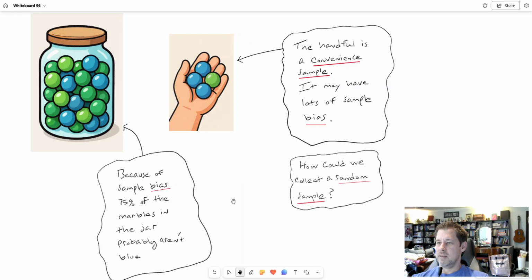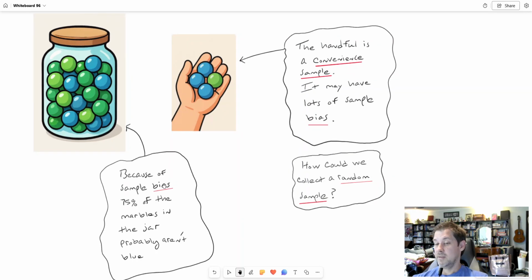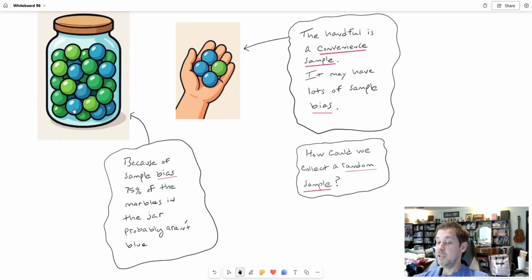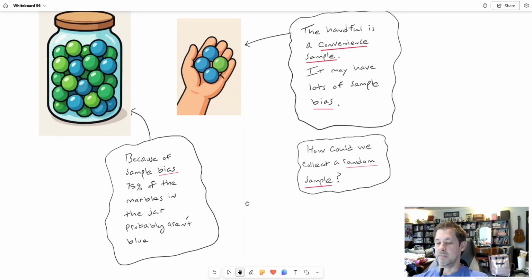Another thing that could come up is this number that we get about that handful and the bias to the population. I did say that 75% of the marbles in the handful are blue. Does that mean that 75% of the marbles in the jar are blue? Probably not, because there's sample bias. So let's talk about the number 75%. There's a term for just that number that we need to talk about.